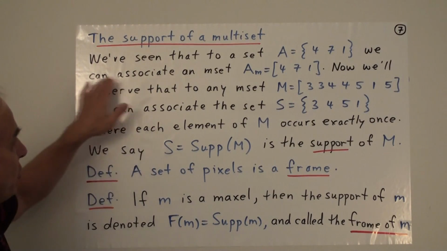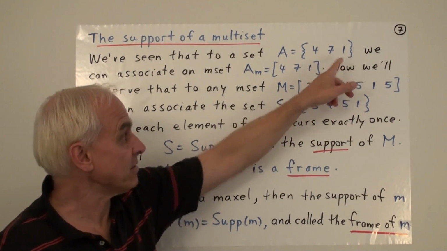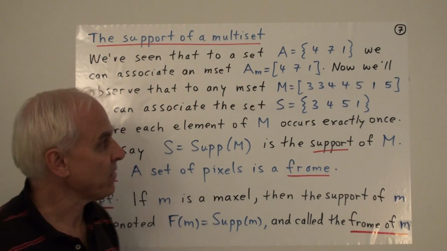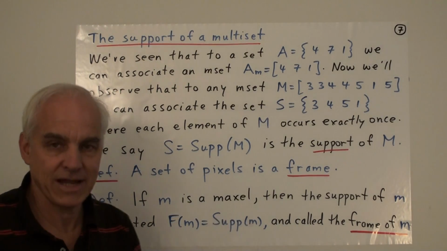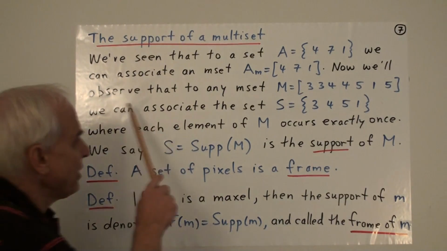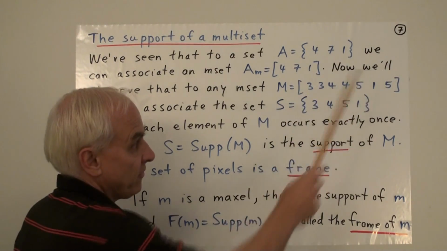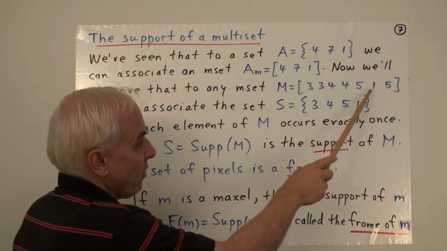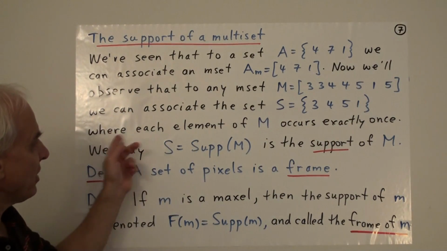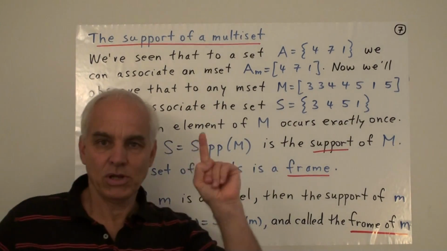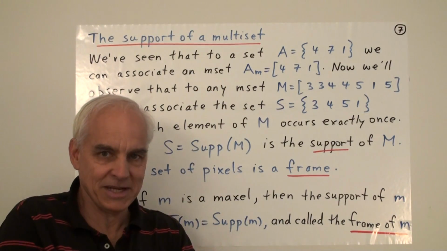Okay, so we have seen already that in general, if we have a set like A, the set 4, 7, 1, we can associate to that an M set, A sub M equals 4, 7, 1, just by replacing the braces with square brackets. Now we'll observe that there's also a way of going from an M set to a set, which is very, very natural. We can associate to an M set M, let's say an M set of natural numbers, the M set 3, 3, 4, 4, 5, 1, 5, the set S, 3, 4, 5, 1, which contains the elements of M, but exactly only once. That is, we've reduced all the multiplicities down to just 1.